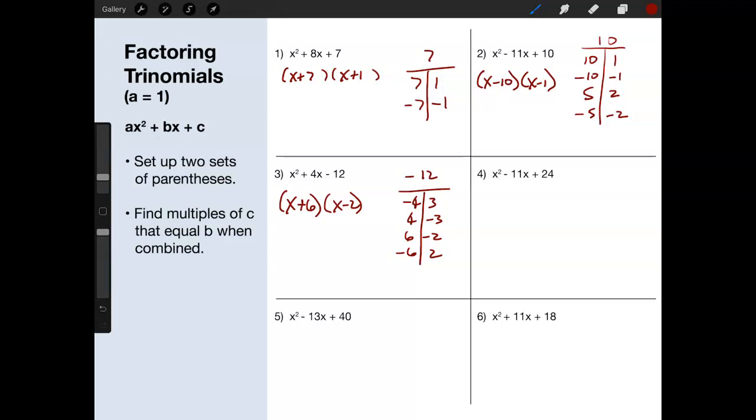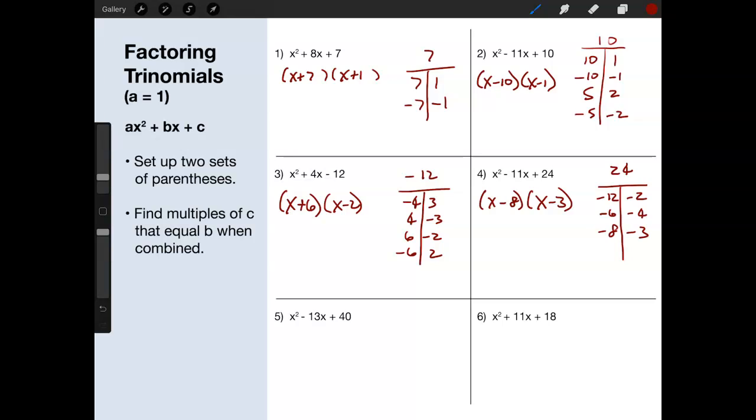For example 4, we have x squared minus 11x plus 24. So we're looking for multiples of positive 24 that when combined equal negative 11x. So we're going to need two negative numbers. So negative 12 times negative 2, negative 6 times negative 4, negative 8 times negative 3. The solution here would be negative 8 and negative 3 because when we combine them, they equal negative 11. Our parentheses will look like this, x minus 8 times x minus 3.